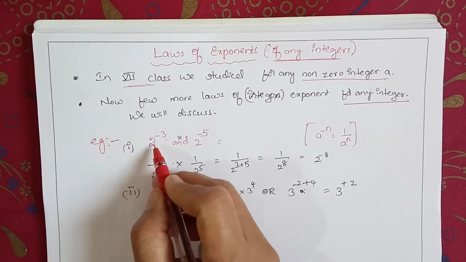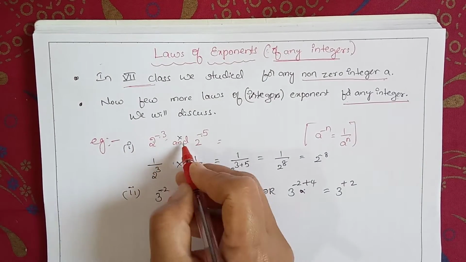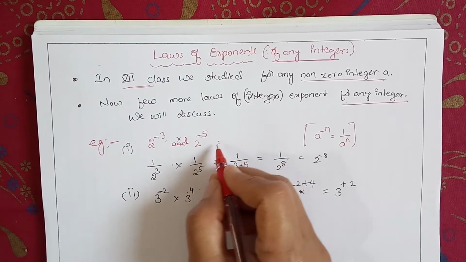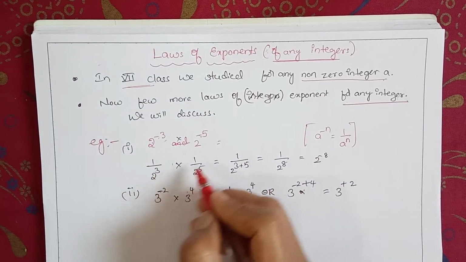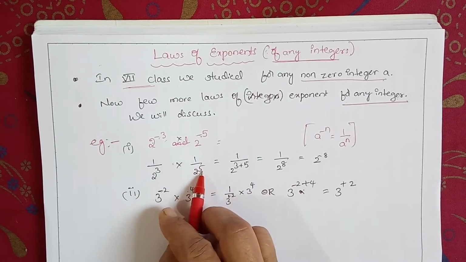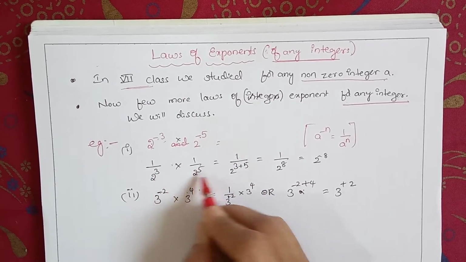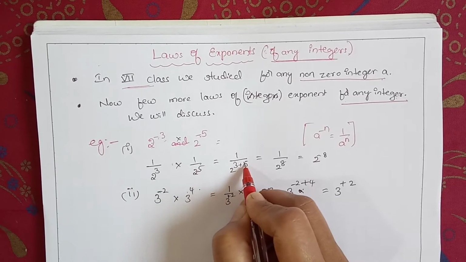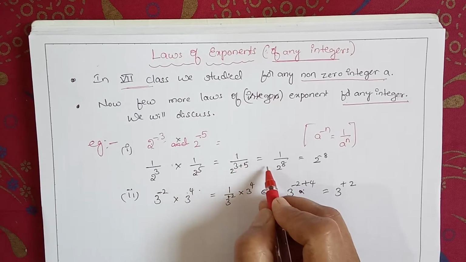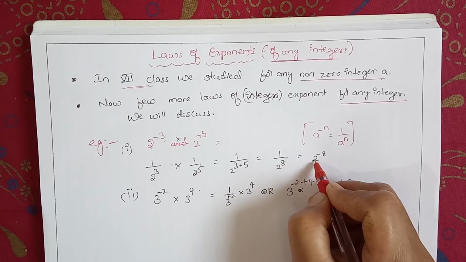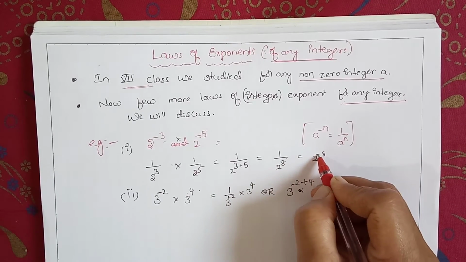First example: 2 to the power of minus 3 into 2 to the power of minus 5. We can write this as 1 by 2 cube into 1 by 2 to the power of 5. In the denominator the bases are equal, so we write 2 to the power of 3 plus 5, which is equal to 2 to the power of 8, and this again we can convert into negative power as 2 to the power of minus 8.